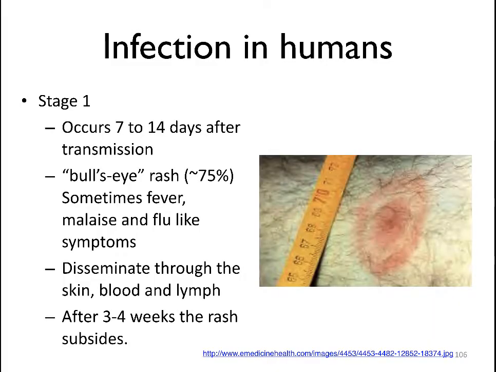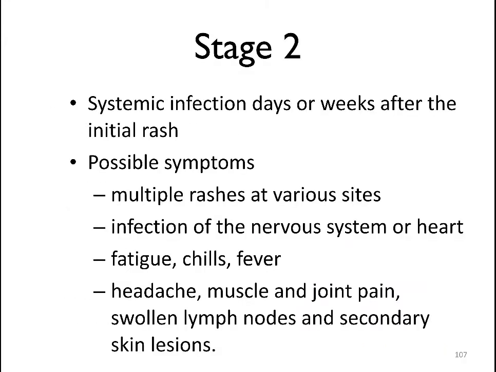So, what is the course of the disease? Well, there's actually several stages. In stage 1, which occurs 7 to 14 days after transmission, you will get this characteristic bullseye rash. It's seen in about 75% of cases. Sometimes there is a fever, malaise, and flu-like symptoms. They will, at this point, disseminate through the skin, blood, and lymph tissue, and after about 3 to 4 weeks, the rash subsides. Later on, in stage 2, you'll have a systemic infection days or weeks after the initial rash.